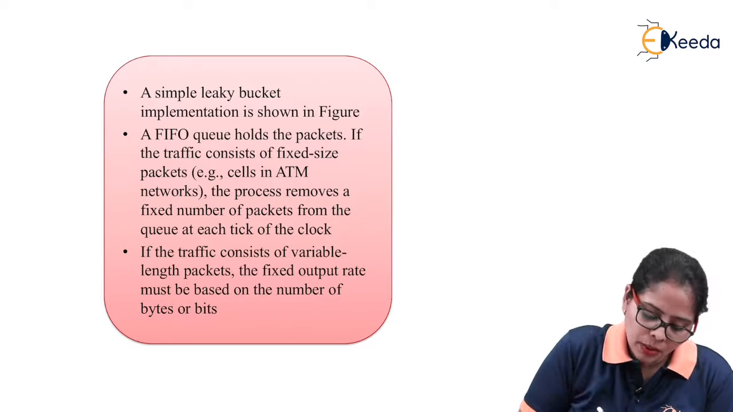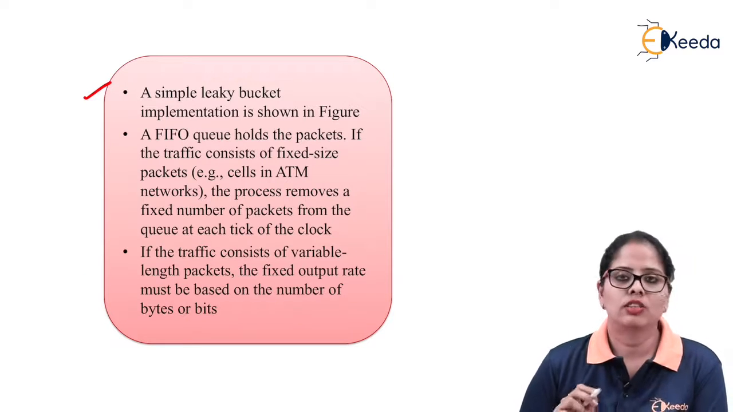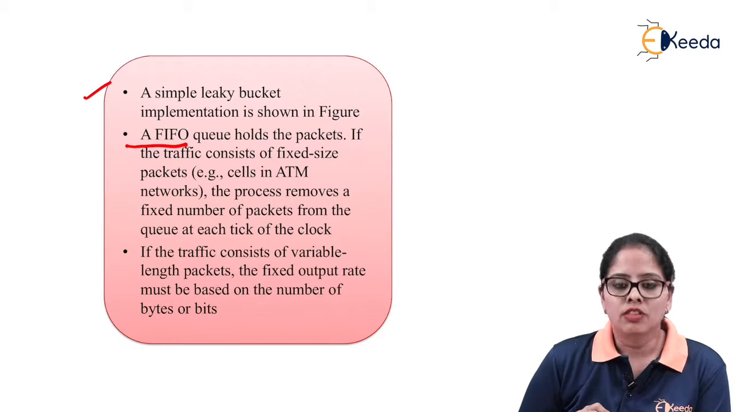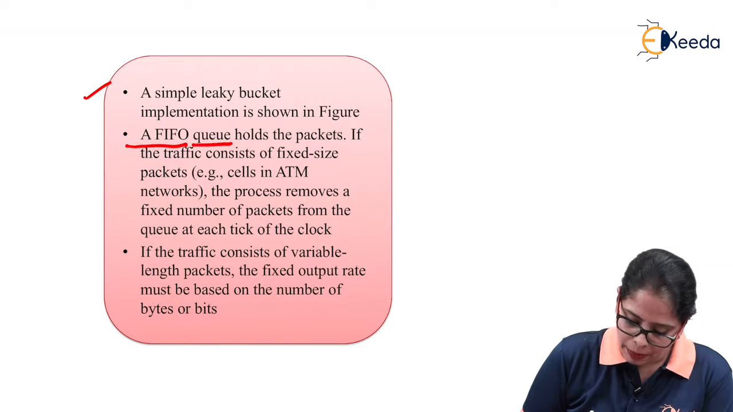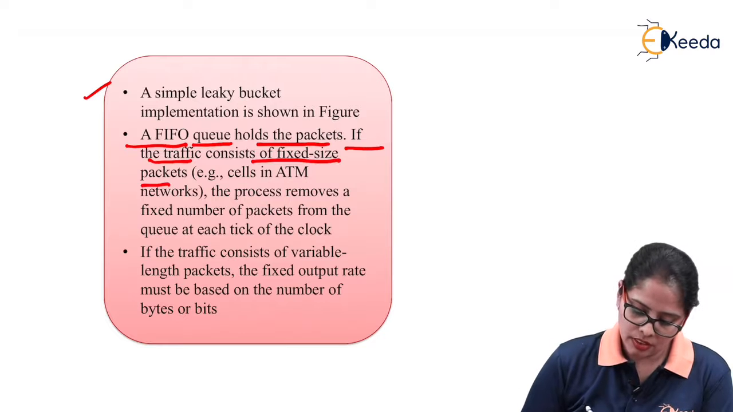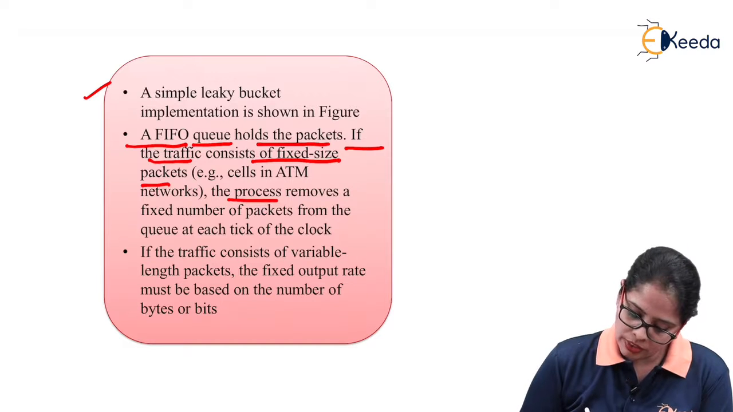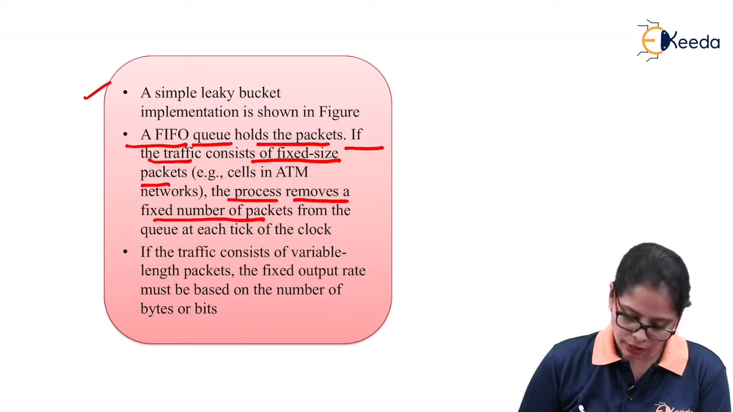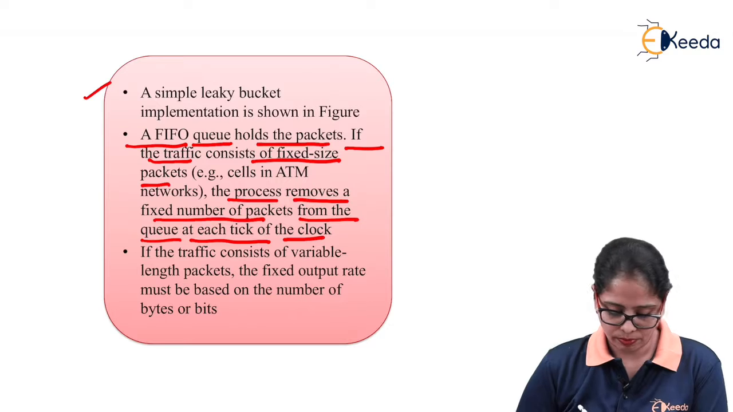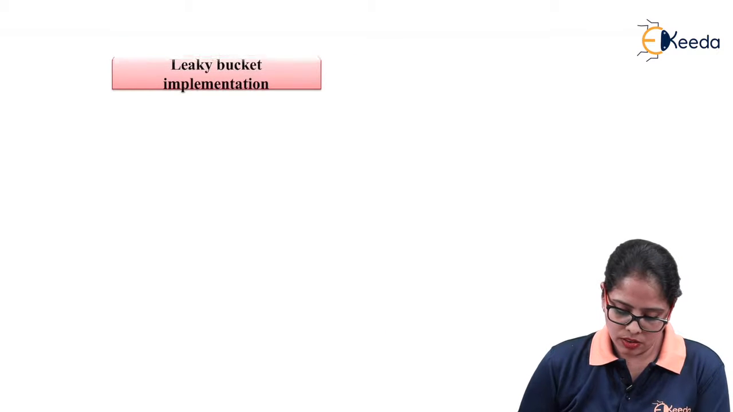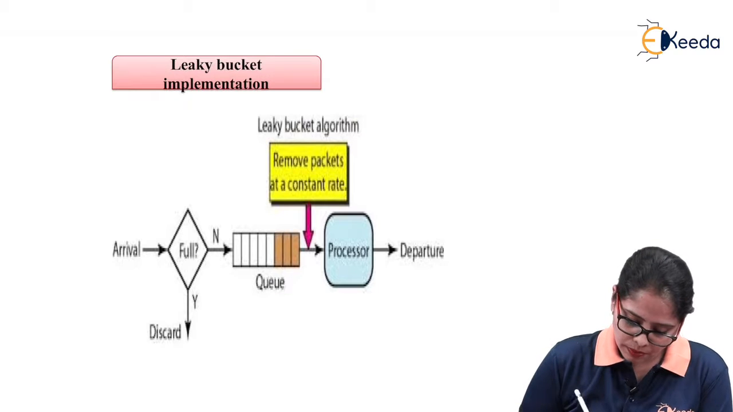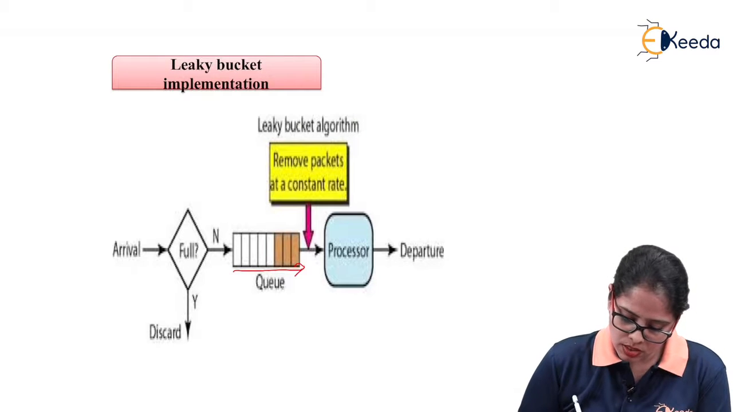A simple leaky bucket implementation is as shown in the figure. A FIFO, that is first in first out, queue holds the packets. If the traffic consists of fixed size packets, the process will remove a fixed number of packets from the queue at each tick of the clock. Now see here, this is the queue, this is a processor.